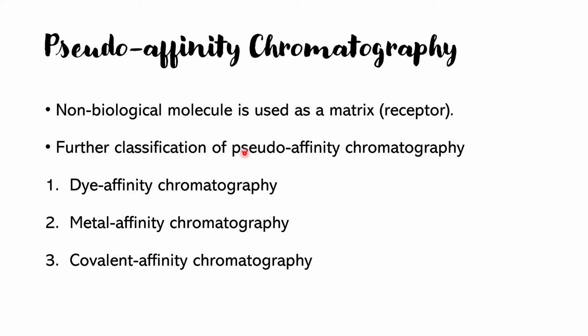In the previous video we learned about bioaffinity chromatography, where we use a biological molecule such as an antigen or antibody, a kind of receptor, and we exploit that property to separate our biomolecule. In pseudo-affinity chromatography, what we use is a non-biological molecule in the matrix to separate our molecule of interest. There are further classifications of pseudo-affinity chromatography based on different properties. One is dye-affinity chromatography, the metal affinity chromatography, and the covalent affinity chromatography. We are going to take a look into all of these three.